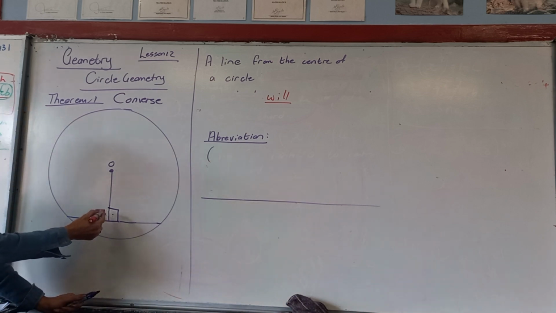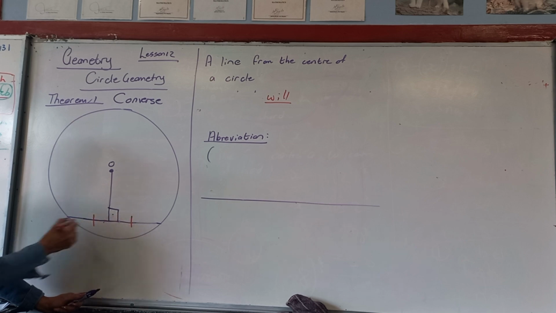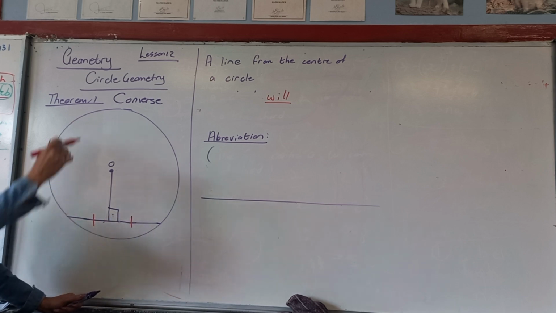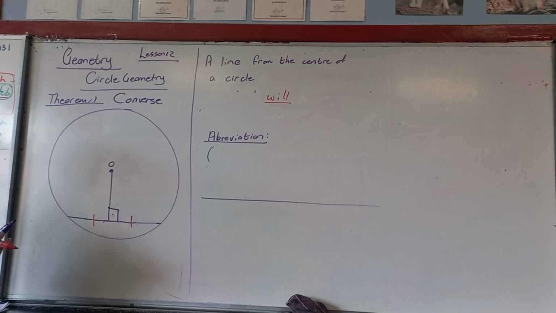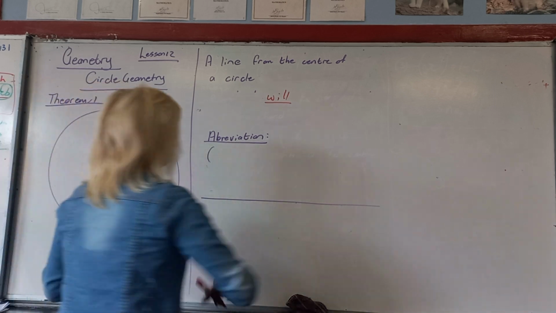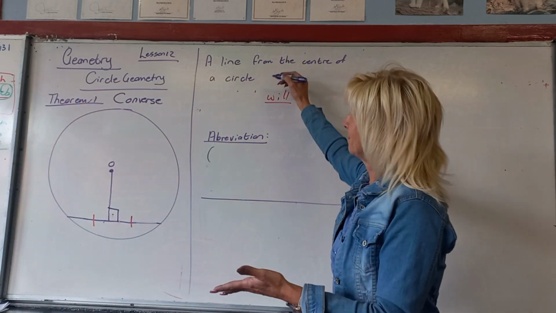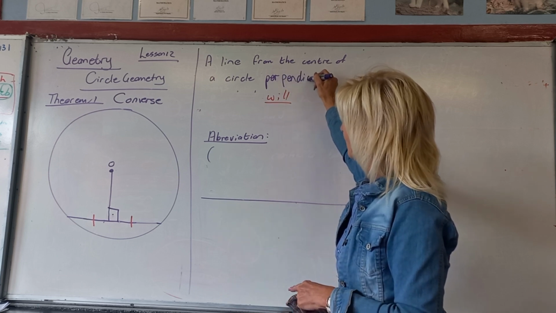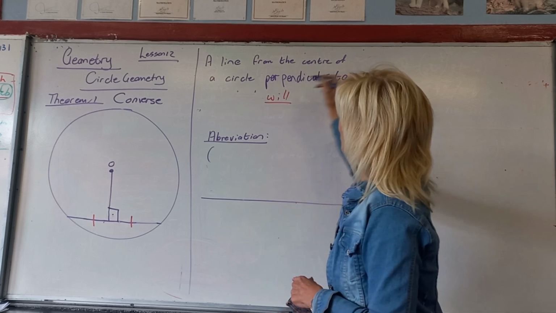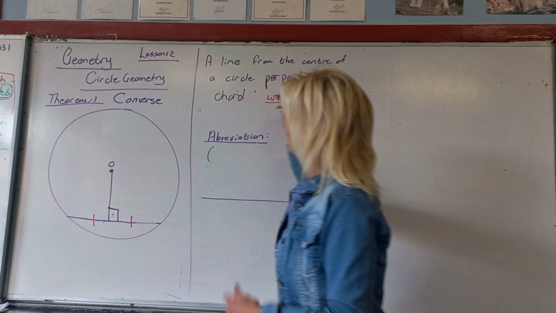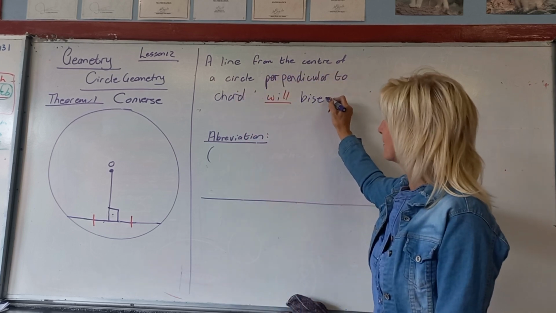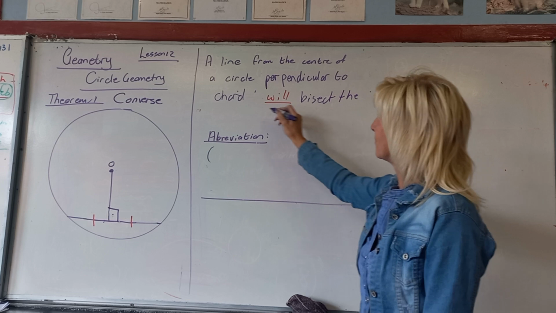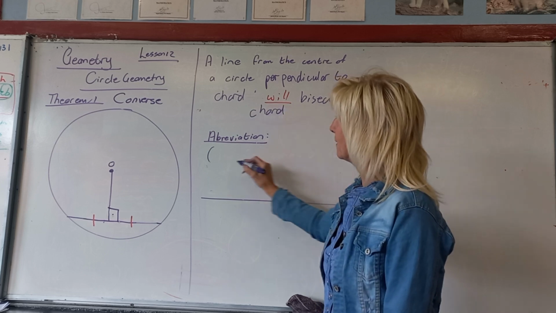So if it's perpendicular, then these will be bisected or half-half, midpoint, split into two, halved. That's going to be your sum. So what will the words be? A line from the center of the circle, perpendicular to a chord, will bisect the chord. What do you think the abbreviation will be?